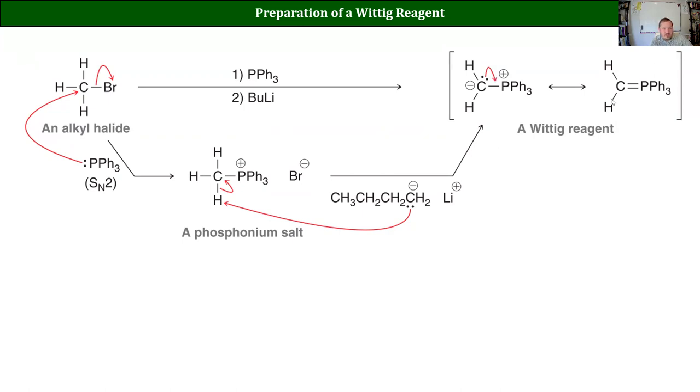And so that gives us a wide range for what we could have. Instead of having two hydrogens here, you could have two methyls, you could have a methyl and a hydrogen, you could have an isopropyl group attached. We have a really broad range of molecules we can create with this process.